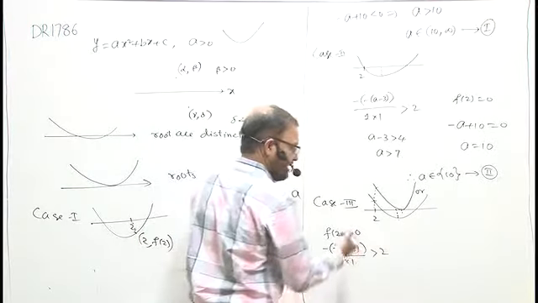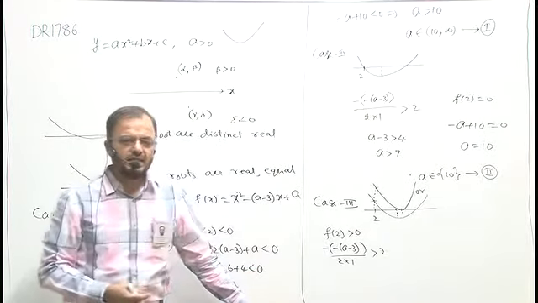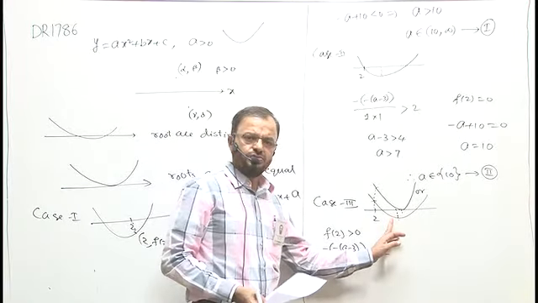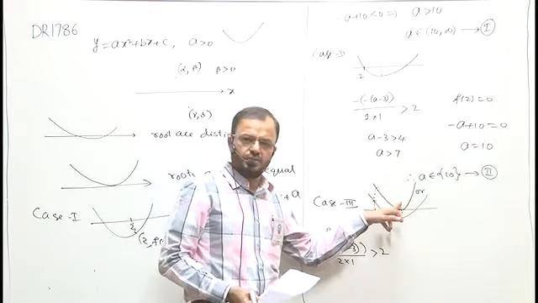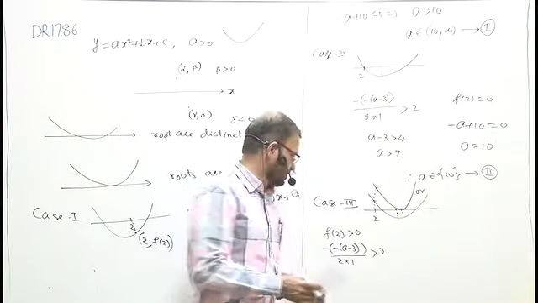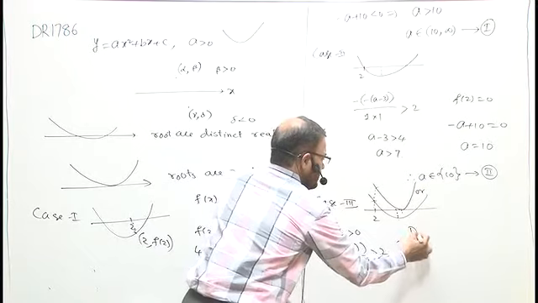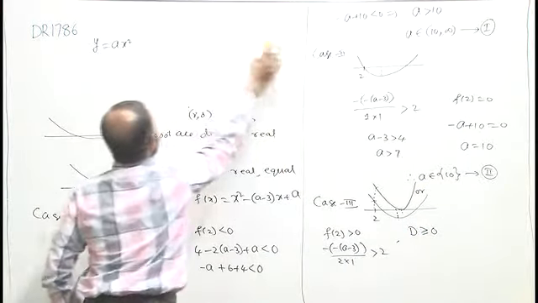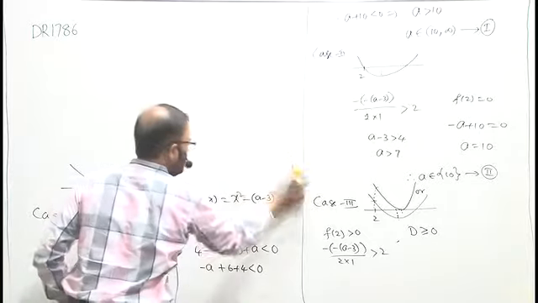I write the third condition, that is regarding the discriminant. Here the discriminant is positive, and here the discriminant is equal to 0. For both of these I can say the discriminant is greater than or equal to 0. I write the third condition: discriminant greater than or equal to 0. I have to solve these three conditions.